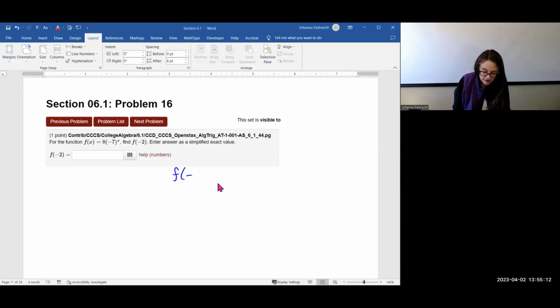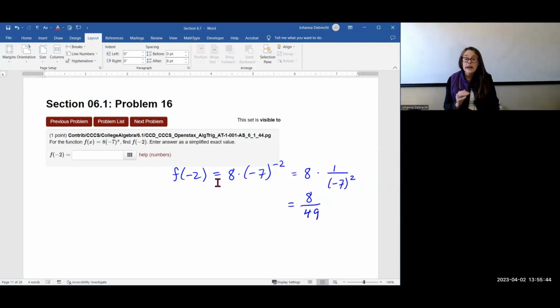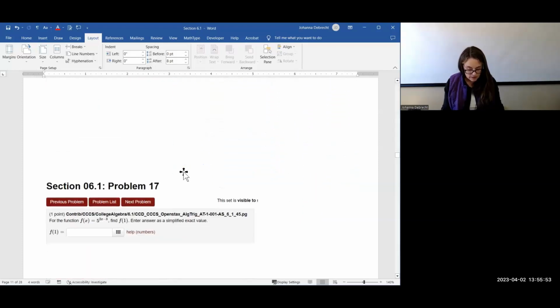I'm going to take f of negative 2 equal to 8 times negative 7 to the negative 2. Now, this is the same thing as 8 times 1 over negative 7 to the positive 2. Remember, a negative exponent changes position, numerator to denominator, and vice versa. Then I square the negative 7 to get 49. So I get 8 divided by 49. Now, this is not an exponential function because the base is not allowed to be negative. All right, so they're trying to trip you up a little bit here.